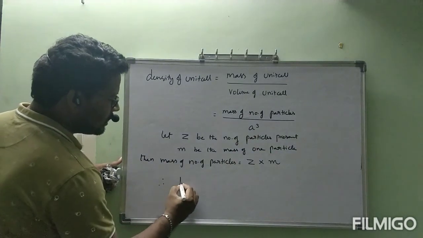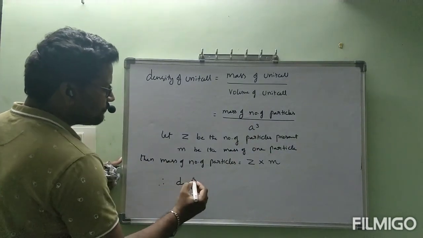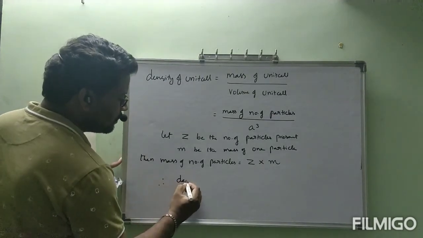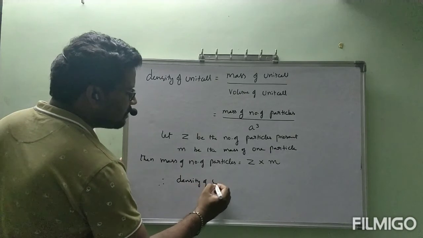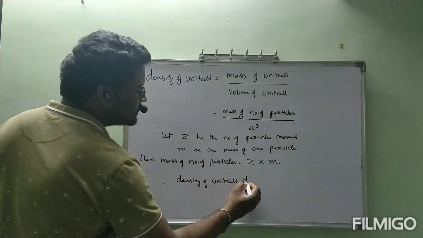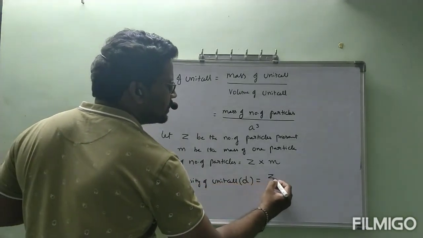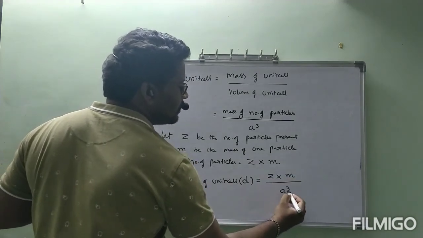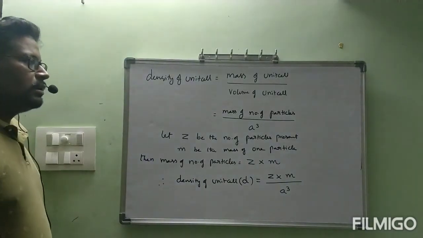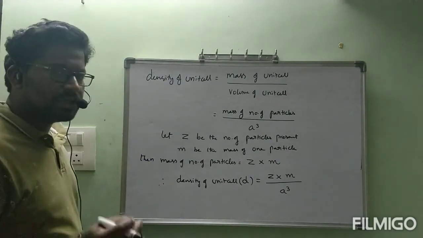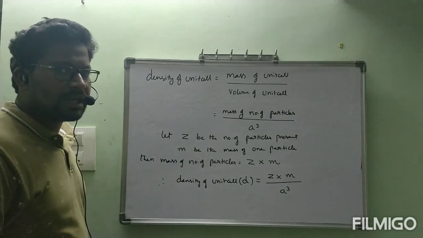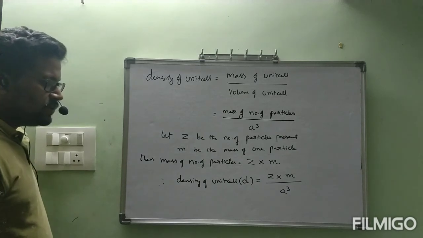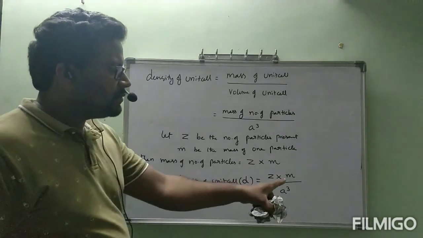Therefore, density of unit cell D is equal to Z into small m divided by a cube. Not yet completed, there is a little bit more continuation. That one also I will write. Before that, till this, I hope you are clear. Density of unit cell D is equal to Z into m by a cube.